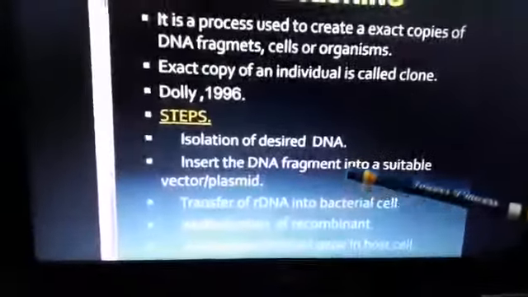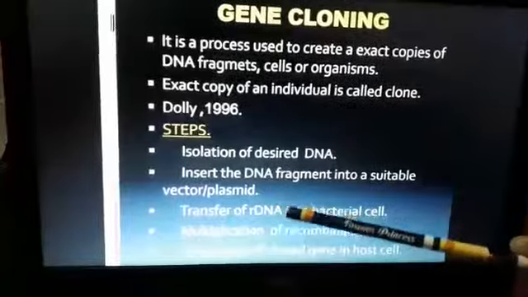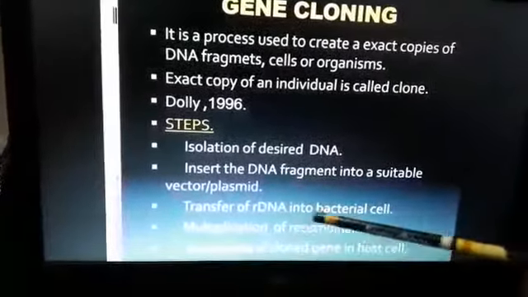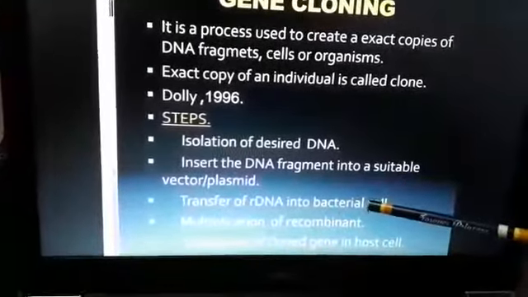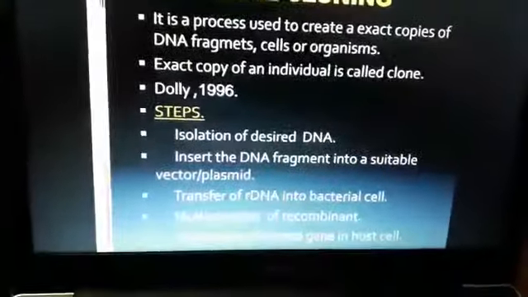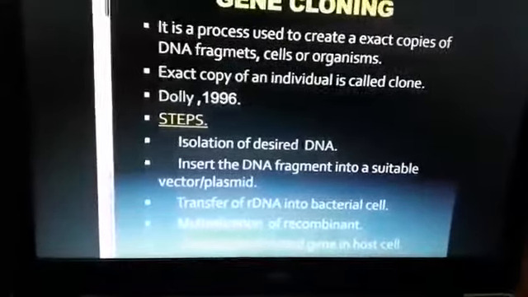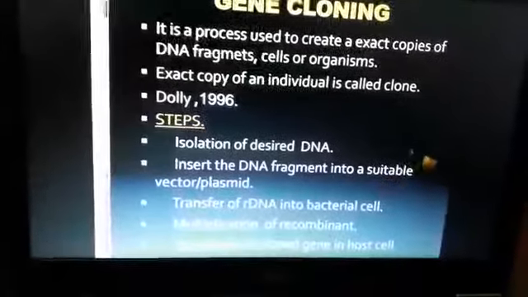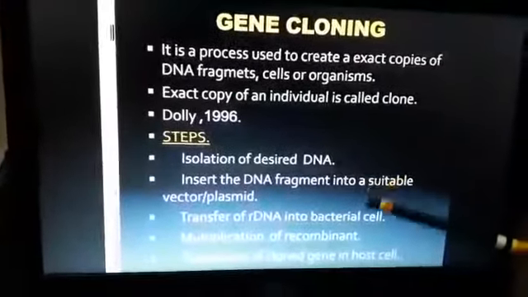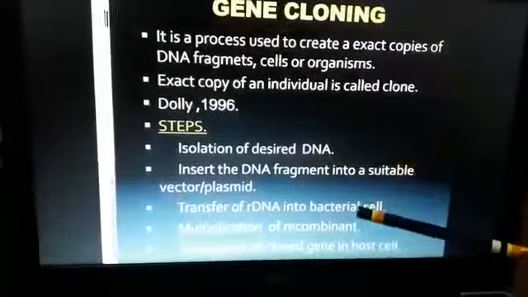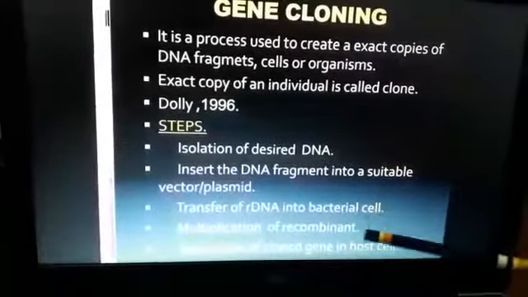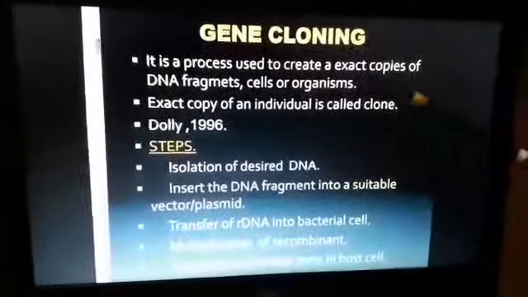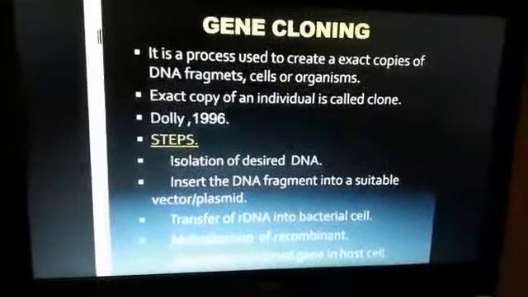Next, the produced rDNA molecule is transferred into a bacterial cell. That is called transformation. After that, the selection and multiplication of the recombinant occurs in a host cell. Then finally we get the clone. Then the expression of the cloned gene in a host cell. So these are the basic steps involved in gene cloning.